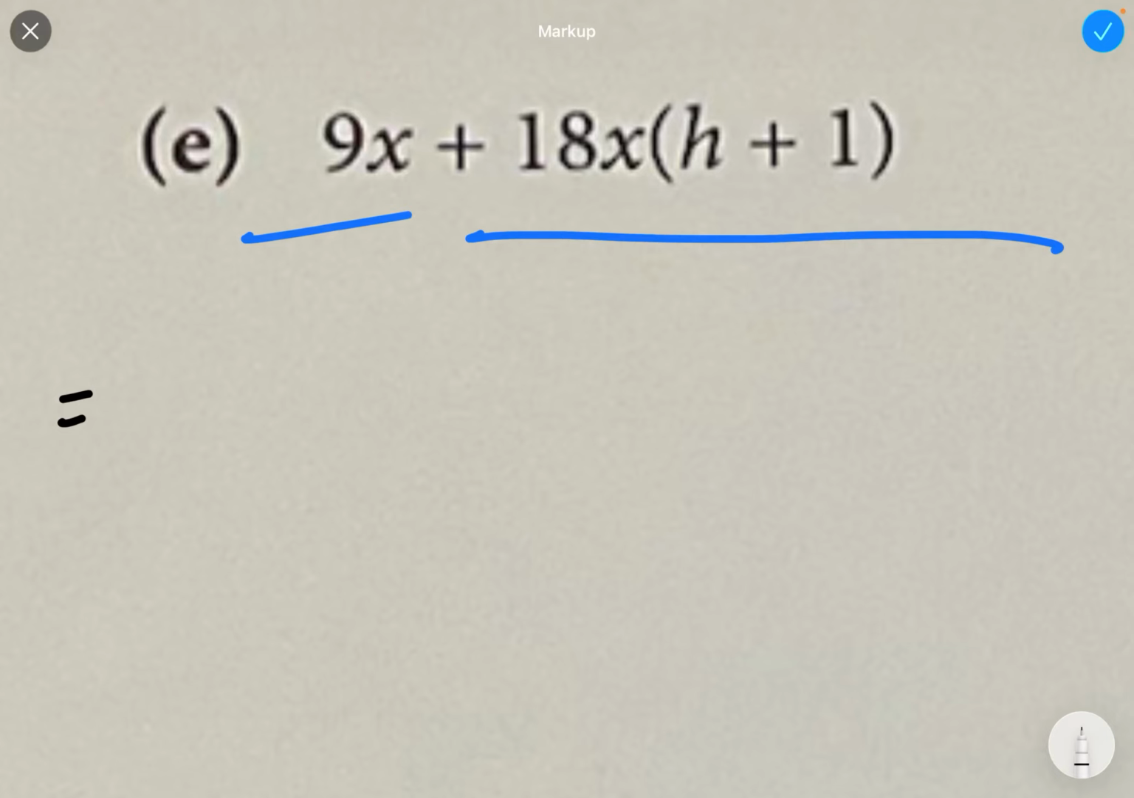Okay, again. 2 terms. We can divide by 9. We can also divide by x.